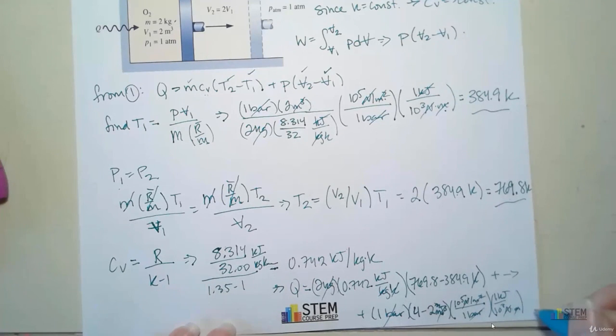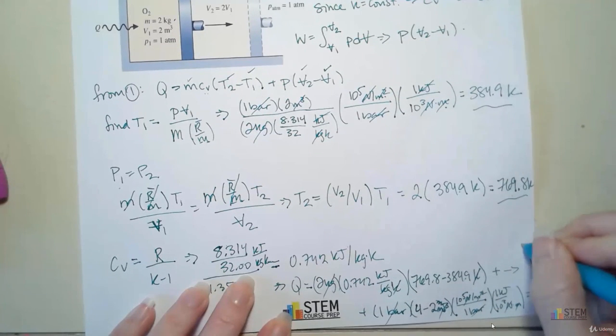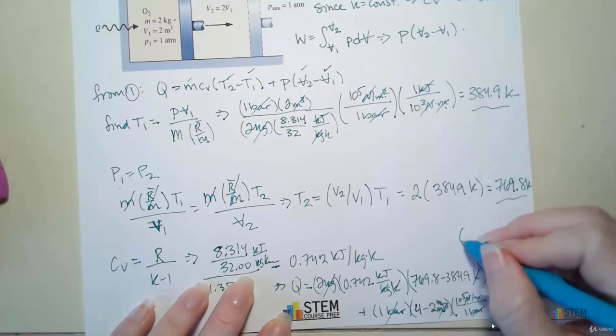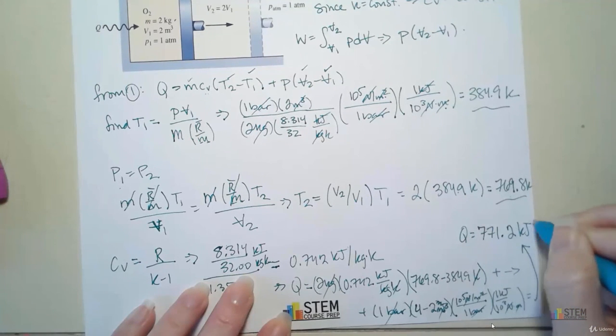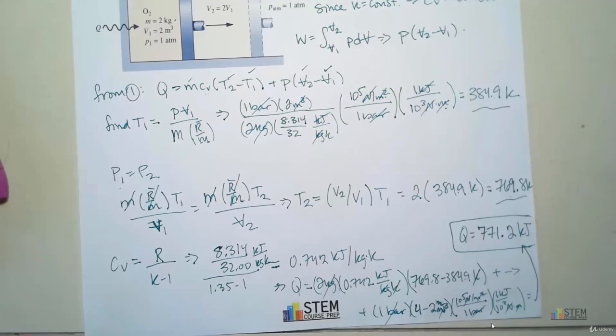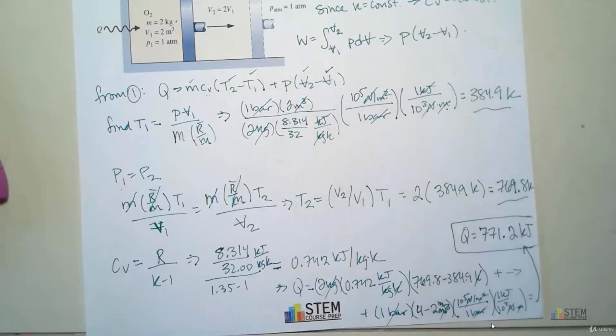And I am out of room here, so let's just draw an arrow up here. You're going to get that Q is equal to 771.2 kilojoules. This is positive, so that means, just like the picture shows, that energy due to heat is transferring in to our system. All right, so there's a heat source out here somewhere, and we're getting some of that energy. It's being brought in.